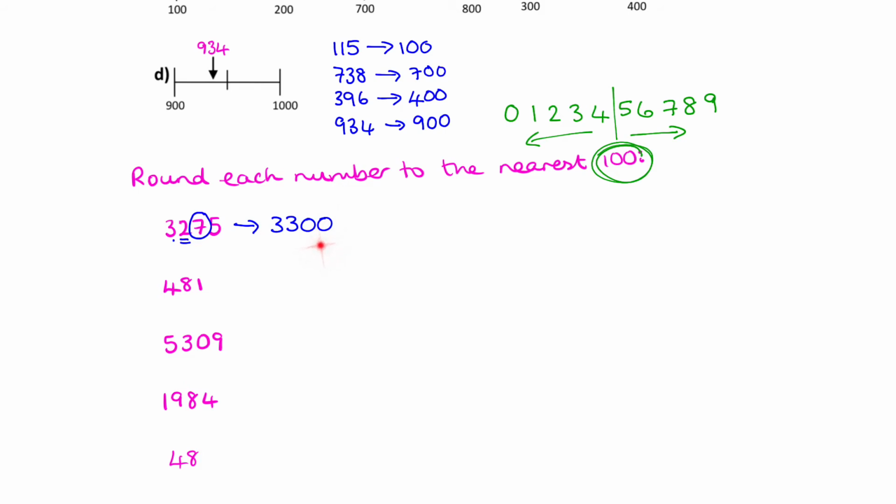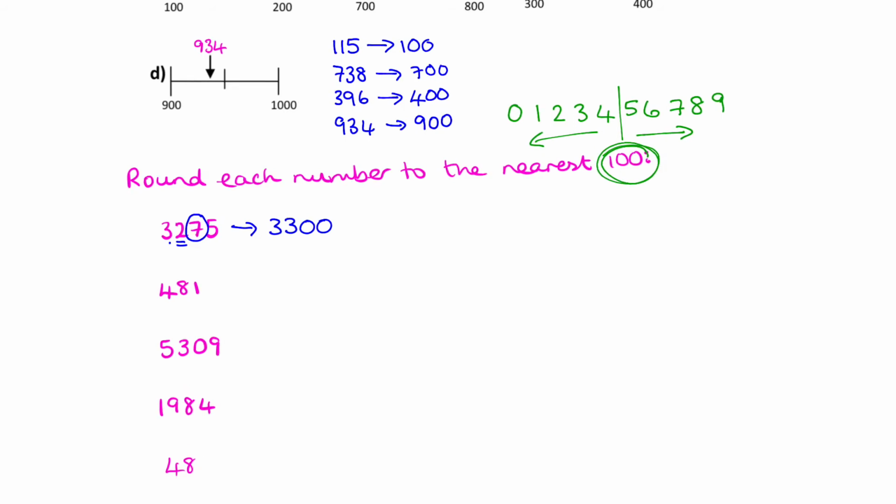nowhere near correct. All right, so when we're rounding, we're finding an approximate number that is close to our original number. And if we wrote down 33, 33 is nowhere near close to 3,275, is it? Whereas 3,300 is very close. All right, the next one. So same deal every time. Pick out the hundreds digit.